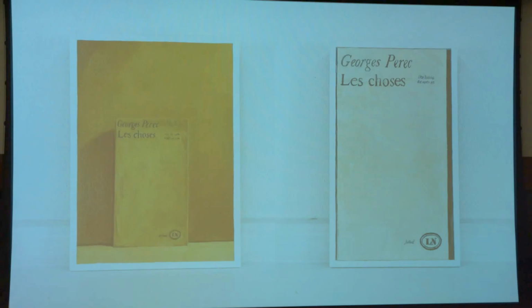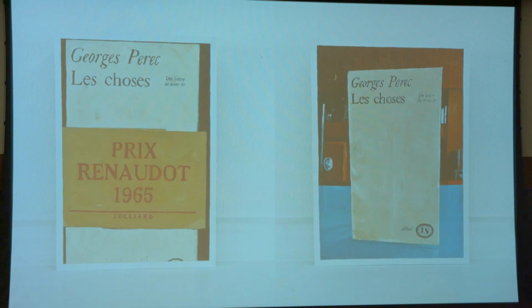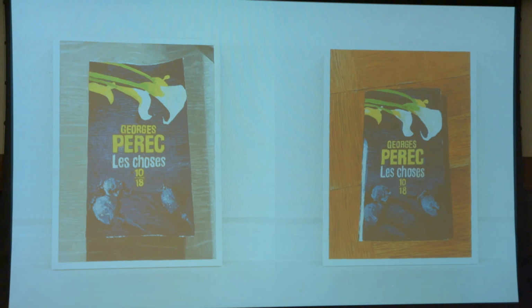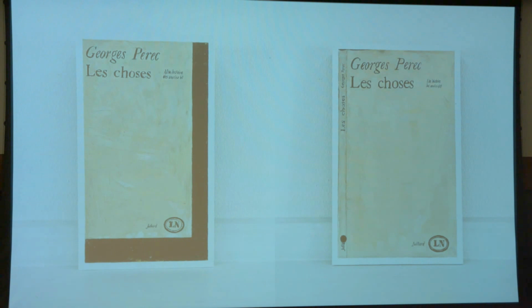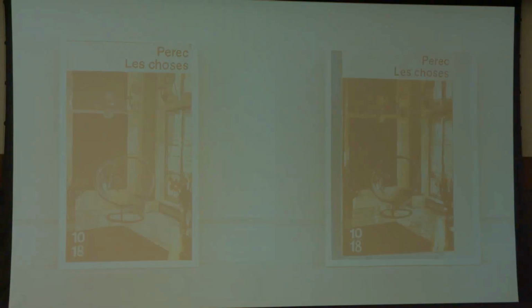I won't talk about this one. This is currently in another exhibition in France where I made paintings of Georges Perec's Things, his novel Things, as sold on the French versions of eBay. And so these paintings are all collected.